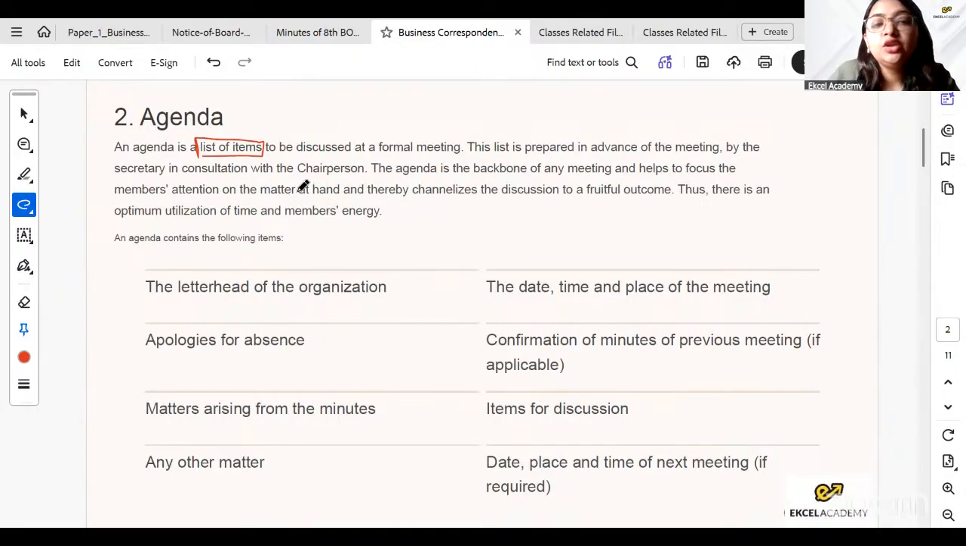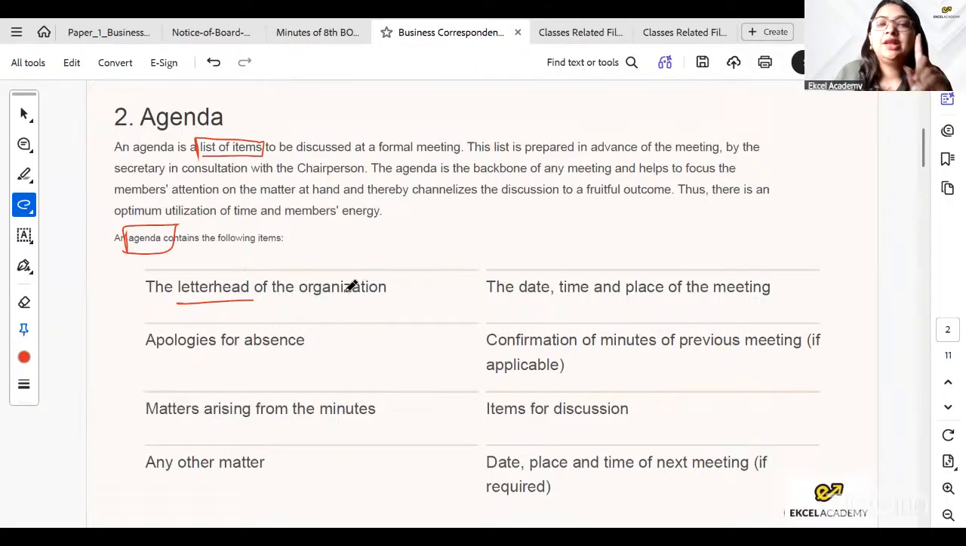We were just discussing you will be able to make maximum utilization of the meeting if you have your agenda preset, right? Not when you are deciding it at the board meeting, right? Thus, there is an optimum utilization of your time and members' energy as well. So, what does your agenda contain? We have the letterhead of the organization. So this is something that we were seeing in your letters as well, right?